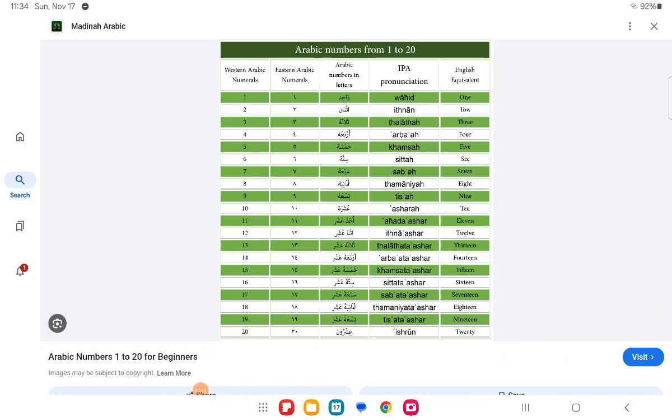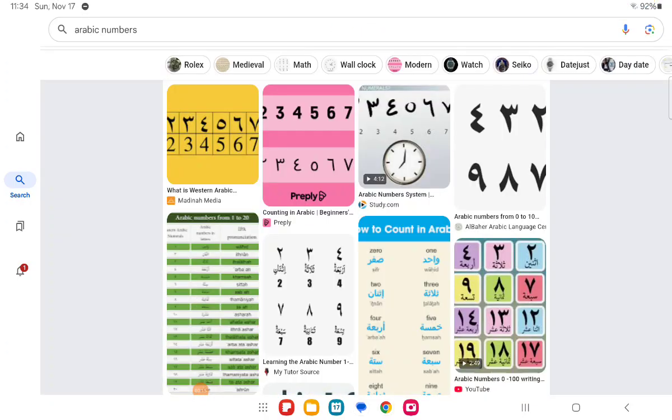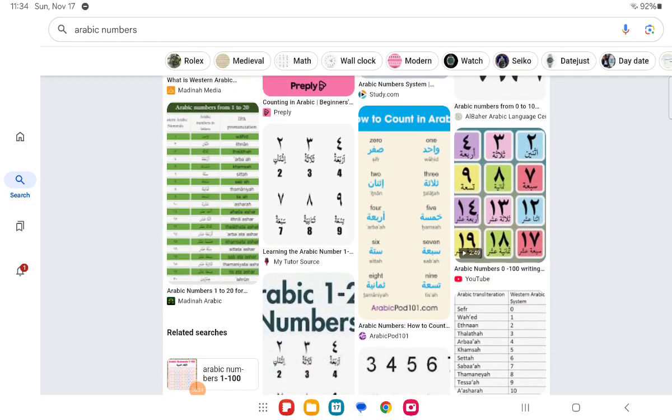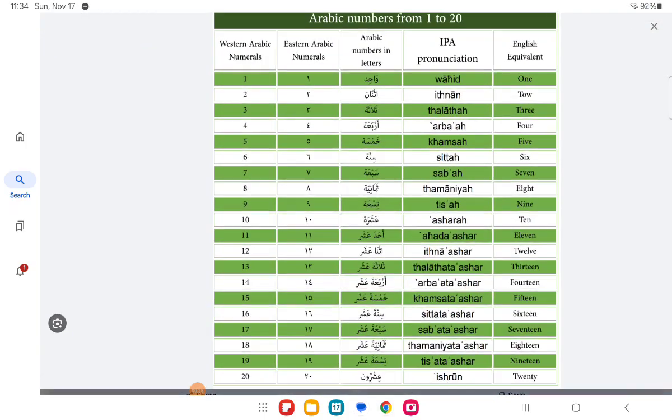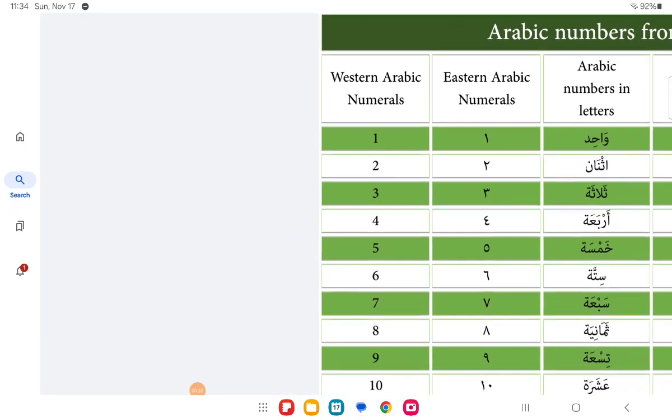in this video I want to show you something that I recently learned about Arabic numbers. So I've searched up Arabic numbers and there are a few options, but I don't want one that just shows the symbol for the numbers. I also want one that spells out the words.